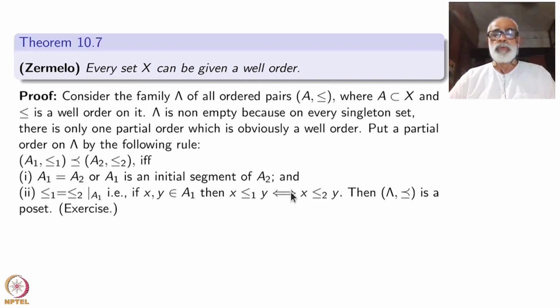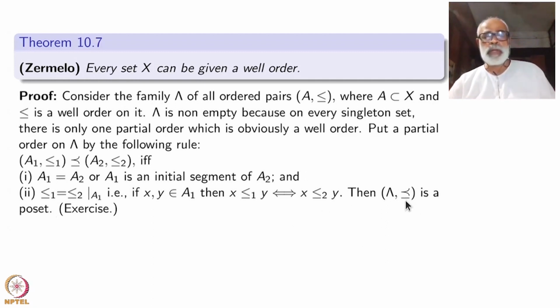Once A1 is contained in A2, then what you should have is that the order on A1 and the order on A2 are the same when taken on A1. You take the A2 order, restrict it to A1, it must be the A1 order, which is the same thing as saying for x, y belonging to A1, x ≤1 y if and only if x ≤2 y. Then Lambda is a poset.